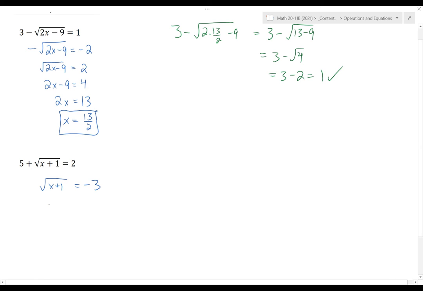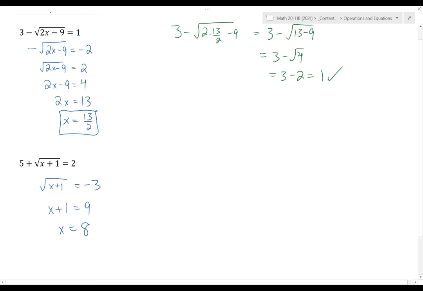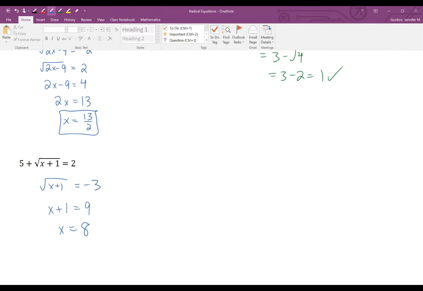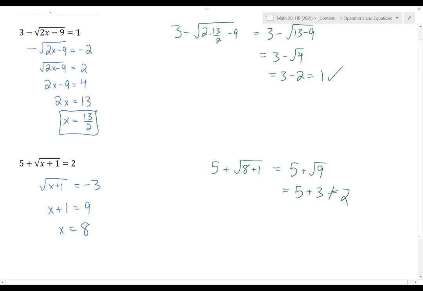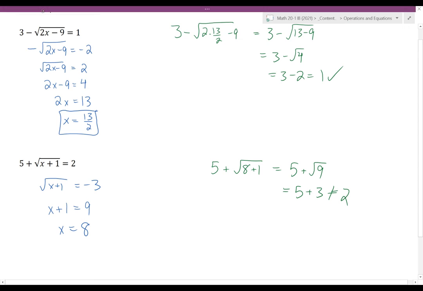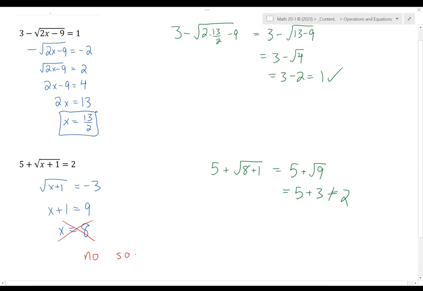When I square both sides, I get x plus 1 equals 9, which means x equals 8. Nothing wrong in my algebra. That is a perfectly acceptable solution. But when I check it, 5 plus the square root of 8 plus 1, this is 5 plus the square root of 9, which is 5 plus 3, which is not equal to 2. So this actually is not a valid solution. X cannot equal 8, and there is no solution to this equation.